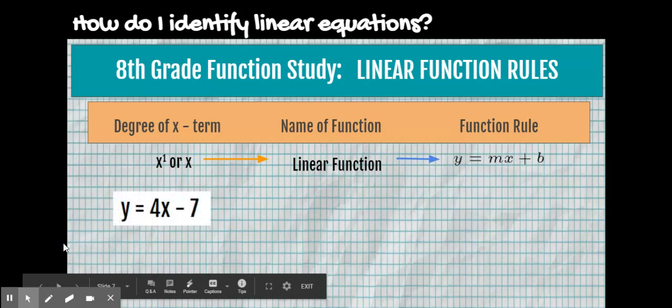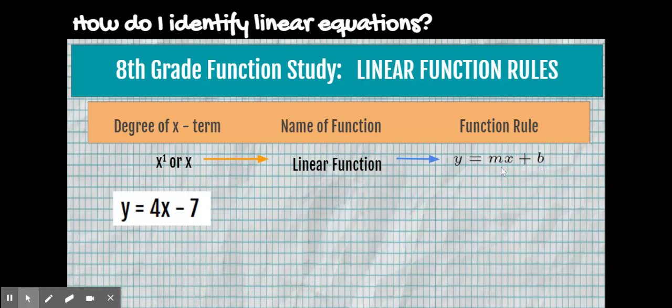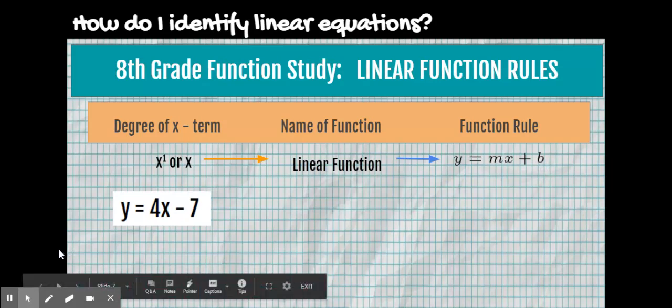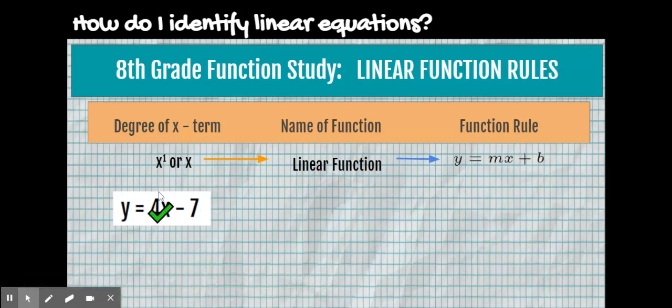So let's try. Does this equation follow the same form that we see before us, y = mx + b? Yes or no? Hopefully you all said yes. This is in the proper format. I have a y equals. I have a number being multiplied by x. Therefore, 4 would represent my m, and that b term would be represented by -7. So yes, it fits into the same mold as linear function equations do. Therefore, this is called a linear function.